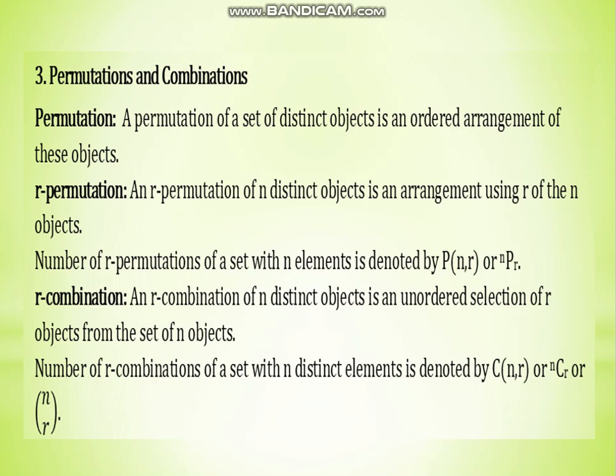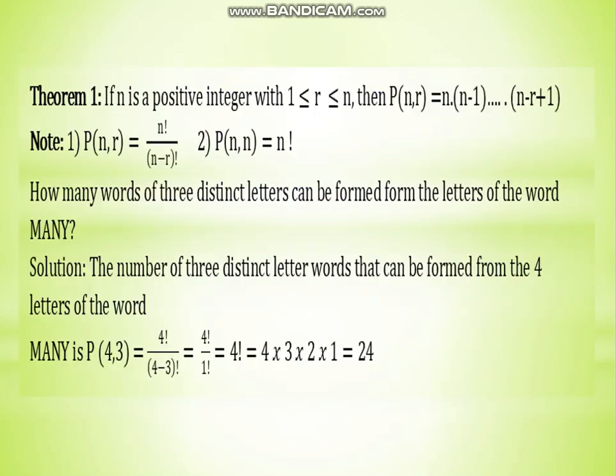Now the R combination. An R combination of n distinct objects is an unordered selection of R objects from the set of n objects. Here we are talking about the unordered selection of n distinct objects. Number of R combinations of a set with n distinct elements is denoted by CNR or NCR. The notation is given here. Let us go to the explanation.